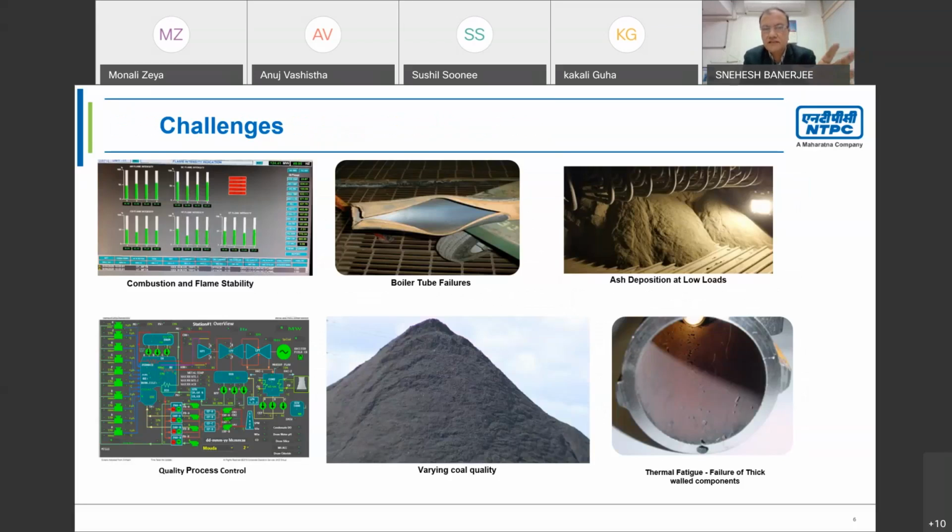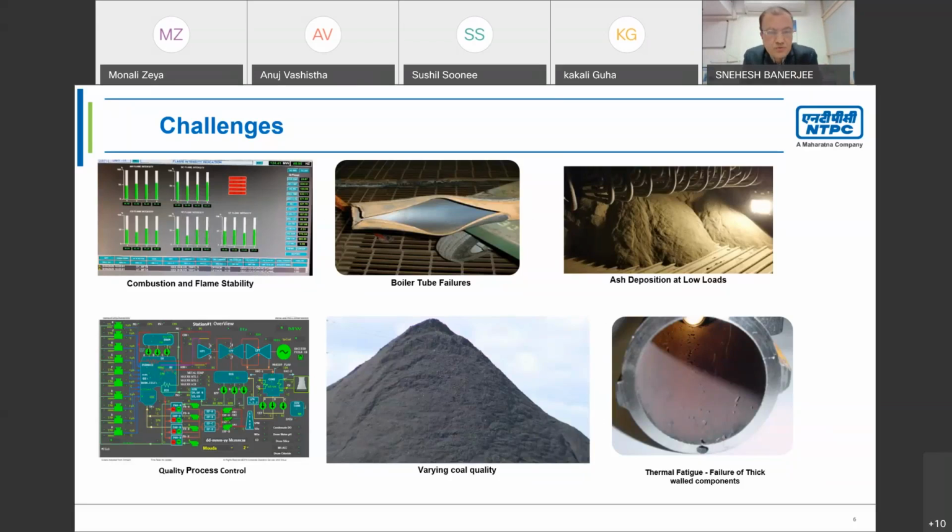So that is the maximum challenge posed. Similarly, when the units are running at lower load, the chances of flow are reduced. As a result, the boiler tube is subjected to more heating and overheating, which leads to tube failure. Similarly, at part load, there may be the possibility of ash depositions.